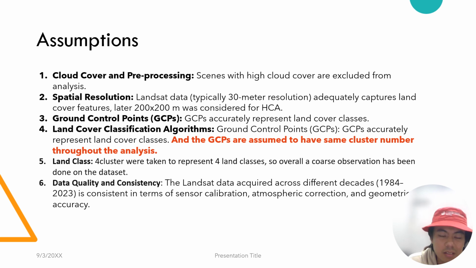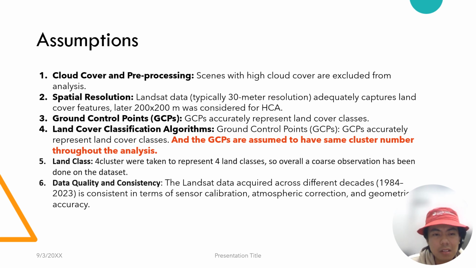For spatial resolution, the Landsat data typically has 30-meter resolution, and it's enough to capture land cover features. But we need to resample the Landsat data to 200 by 200 meters to do the HCA clustering because of the computational resources. And for ground control points, we accurately represent the land cover classes from Google Earth Pro.